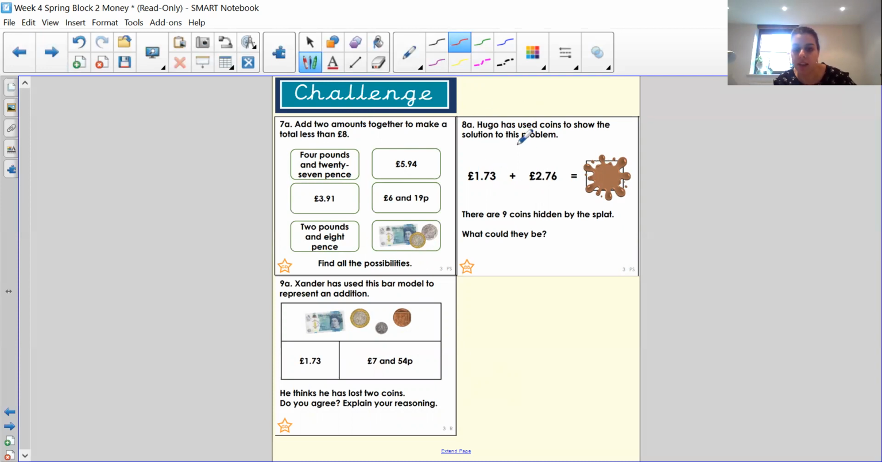This question here, Hugo has used coins to show the solution to his problem. There are 9 coins hidden behind this splat. What could they be? So what 9 coins could he have used to make the total? And this one, Xander's used his bar model to represent an addition. So he's used this, and he's put it there. He thinks he's lost 2 coins. Do you agree? And explain your reasoning. So be careful with that one, working through it carefully and explaining why you got it.